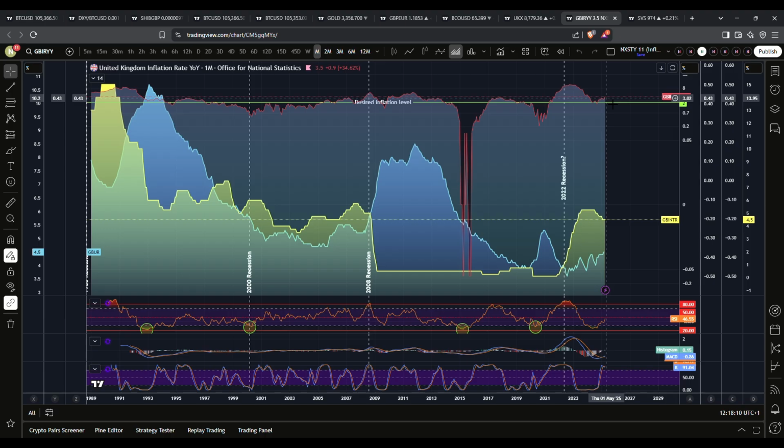We touched the 2% around October 2024, but in the past few months we can see a significant jump in inflation in the UK. Recently we had a jump of about 0.9%, almost 1%, in inflation. So inflation is now at 3.5%, which is not ideal. And for that reason, this means that the cost of living in the UK is likely to continue to increase.